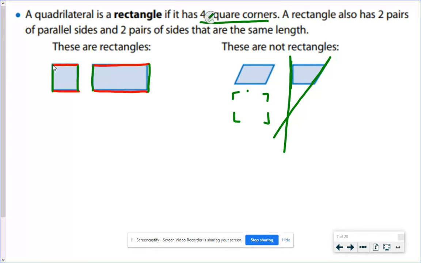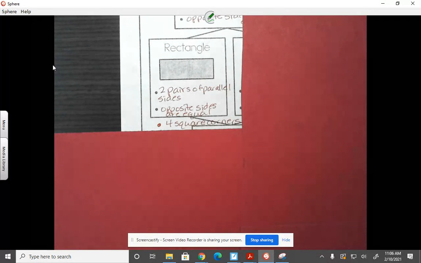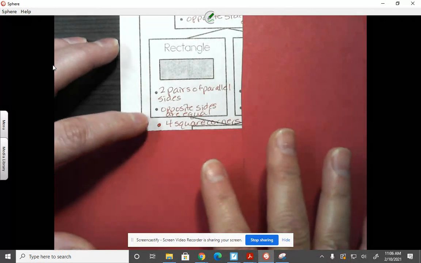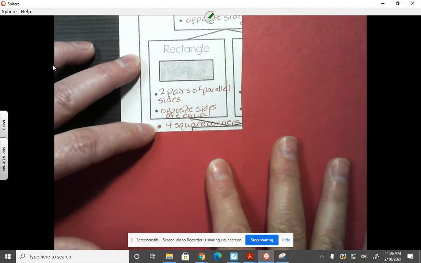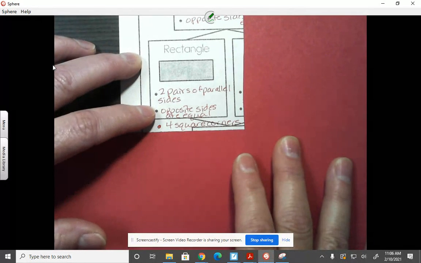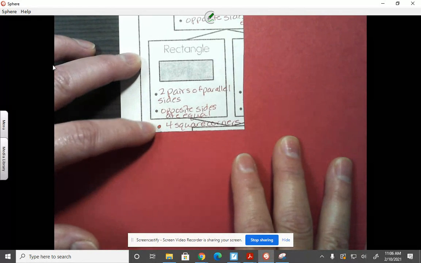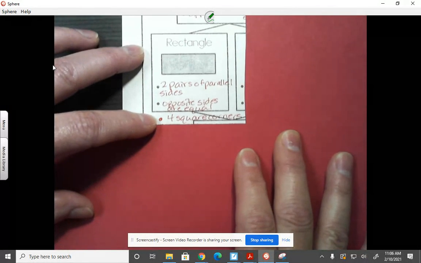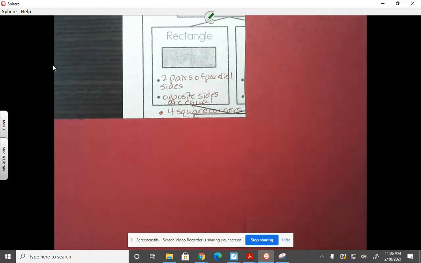You'll go back to your chart again. We're ready to fill in the attributes of a rectangle based on this slide we just read. And here they are. You have 2 bullets. You'll need to put a third bullet below the box. So a rectangle has 2 pairs of parallel sides, opposite sides are equal in length, and 4 square corners. Pause the video and fill in that part of your chart, please.